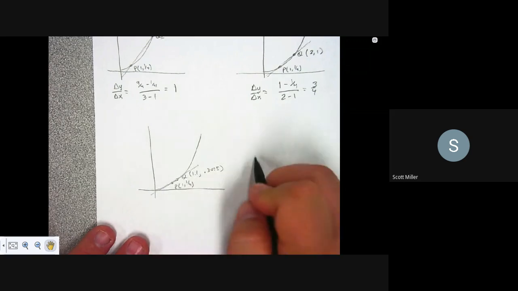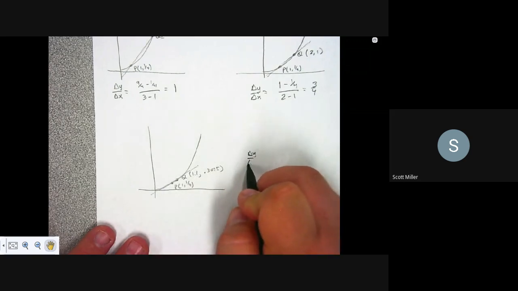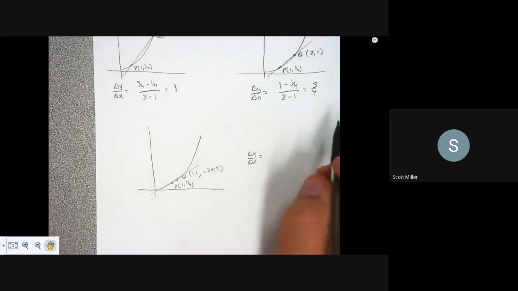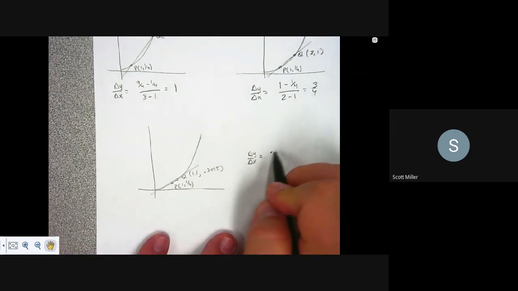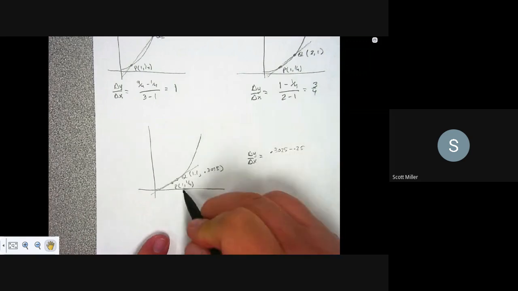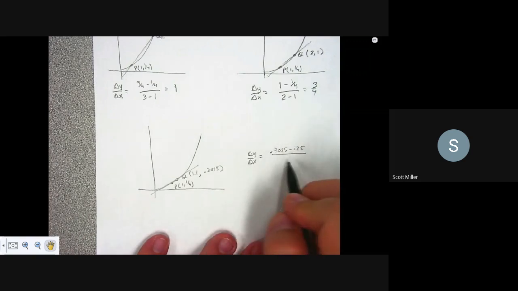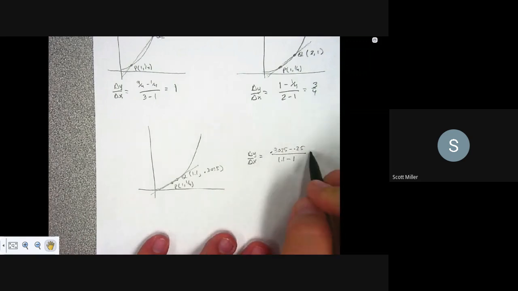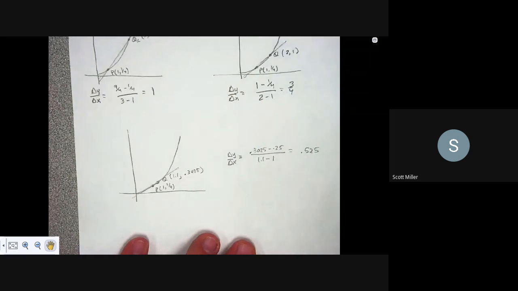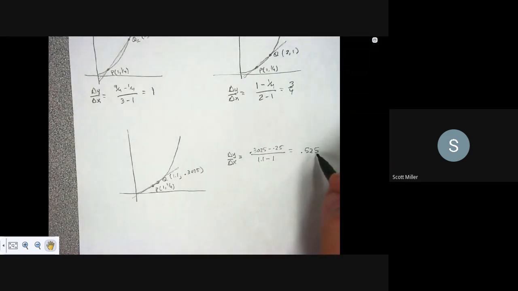Okay, and so then if I did the change in the y over the change in the x, what am I going to get? Well, I'm going to get 0.3025 minus 0.25 because that's what 1/4 is. And down below, I'm going to get 1.1 minus 1. And if I work this out on a calculator, I'll get this answer right here. Okay, so it's even smaller still.